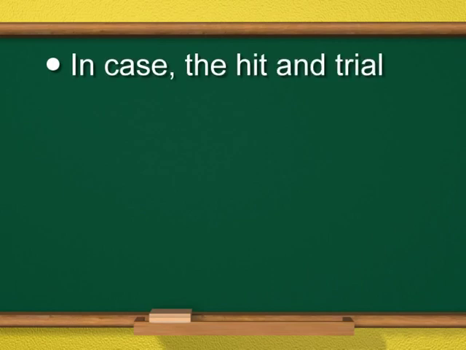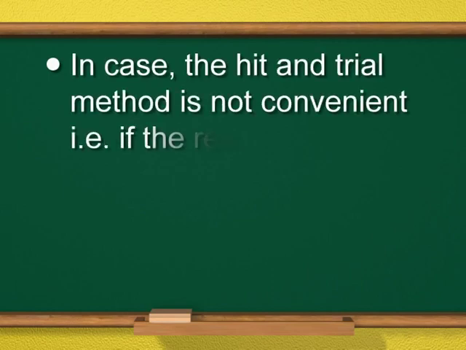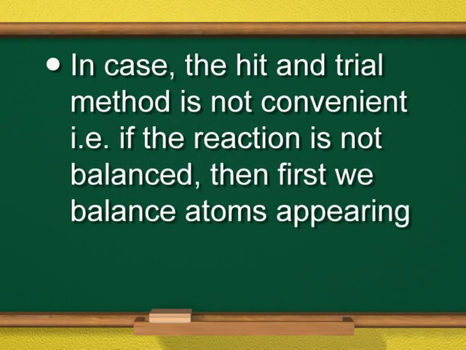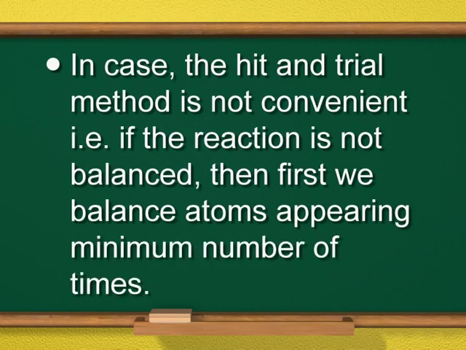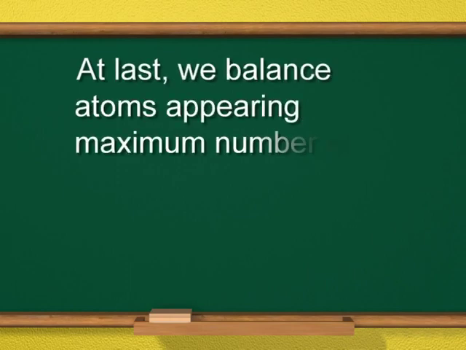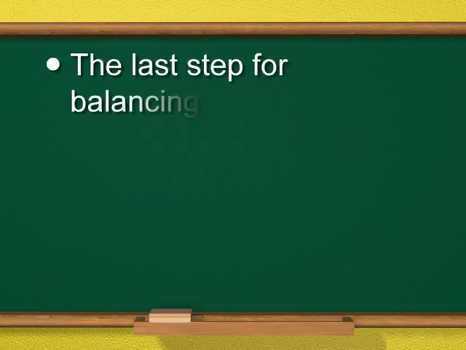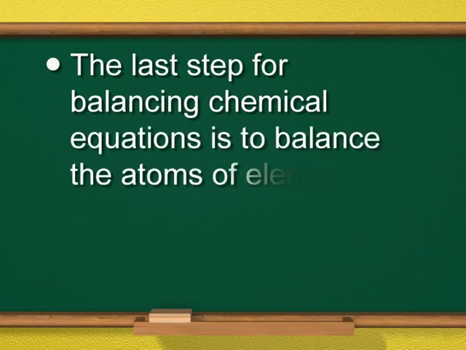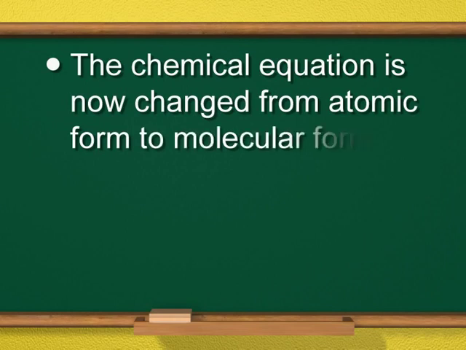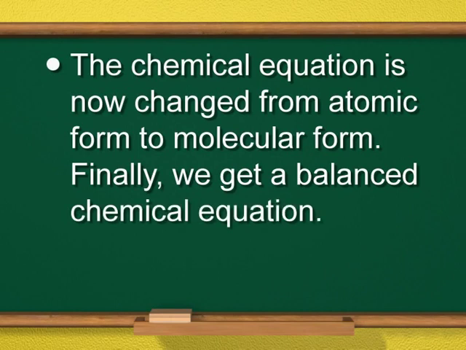In case the hit and trial method is not convenient, that is, if the reaction is not balanced, then first we balance atoms appearing minimum number of times. At last, we balance atoms appearing maximum number of times. The last step for balancing chemical equations is to balance the atoms of elementary gas. The chemical equation is now changed from atomic form to molecular form. Finally, we get a balanced chemical equation.